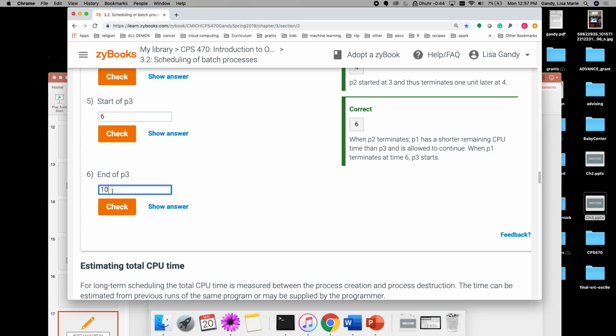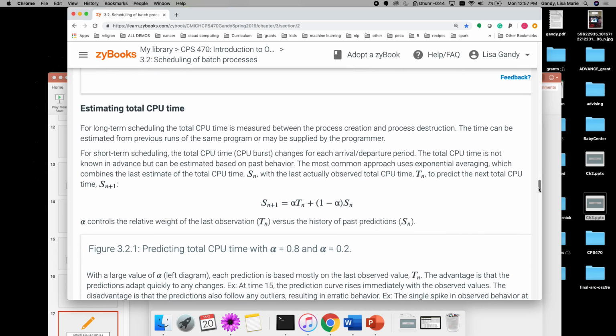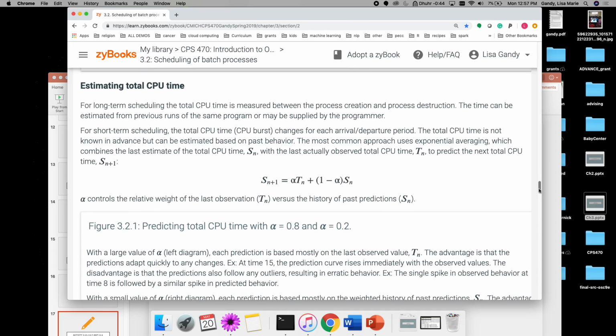Good, we're awesome. This is a good place to stop because we're done with those scheduling algorithms. So we're going to start something new. I will just grab some water and then we'll keep going.